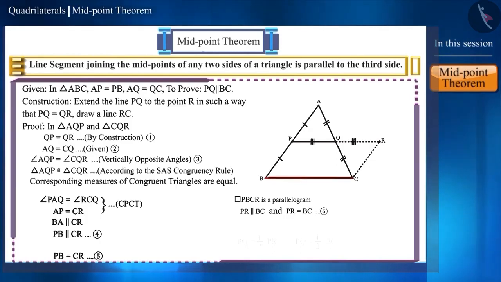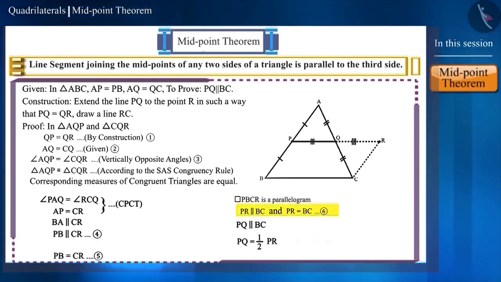Here, points P, Q and R are linear, that is, on the same line. Hence, the line segment PQ and the side BC will also be parallel. In this way, we prove the midpoint theorem. Friends, we got to know that PQ and QR are equal. Hence, we can write it like this, and from equation 6, PR and BC are also equal.